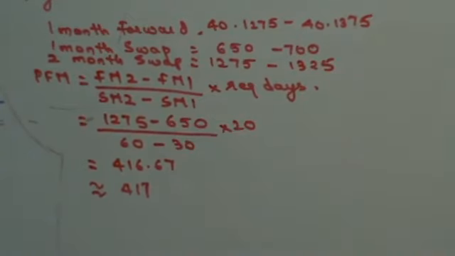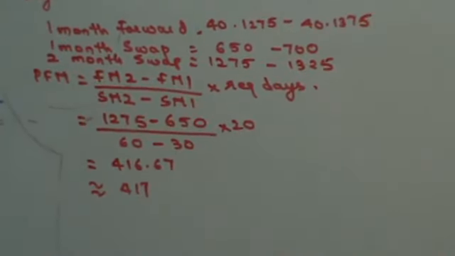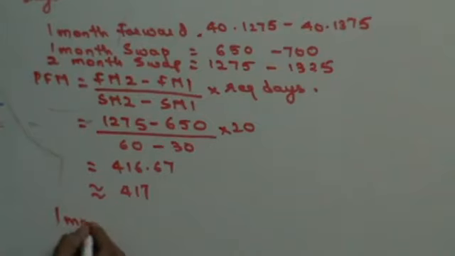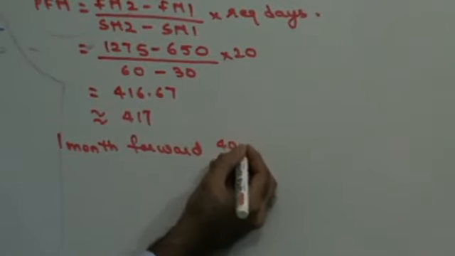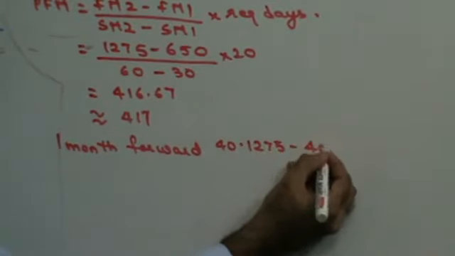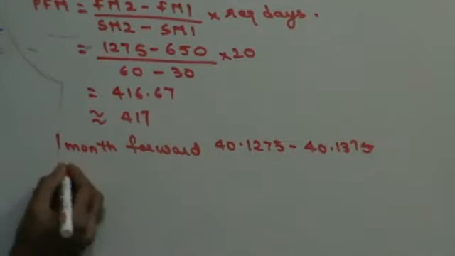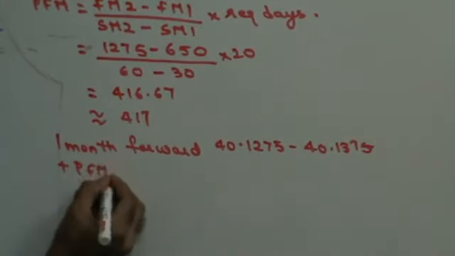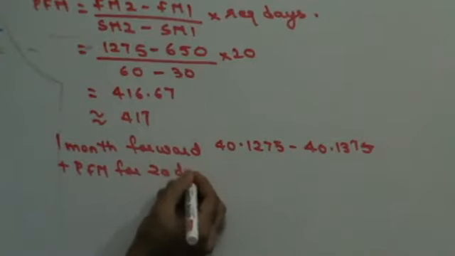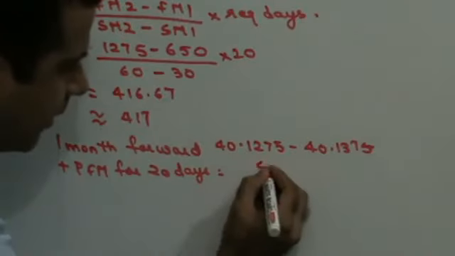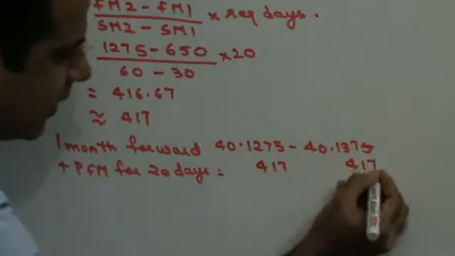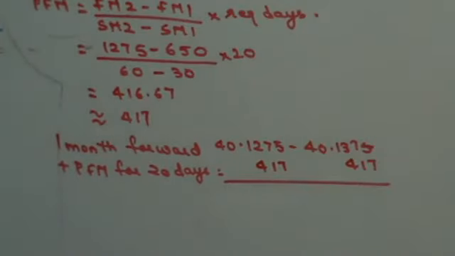Now once you find out for bid, there's no need for you to find out for ask. So in that case I can say 1 month forward is 40.1275, 40.1375, plus proportional forward margin for 20 days. Why plus? Because my forward margin, both 1 month and 2 months, both of them are at premium, and that is the reason why I'm adding 417, 417. Same number you add for bid and ask.